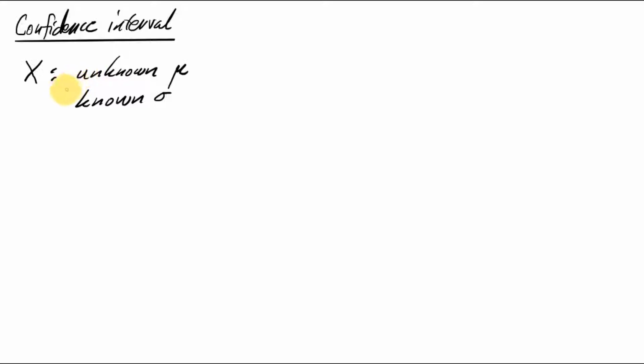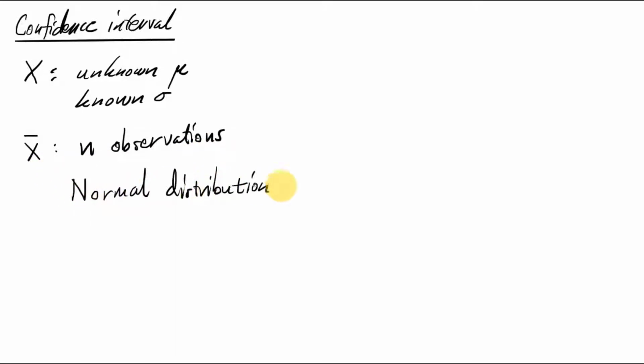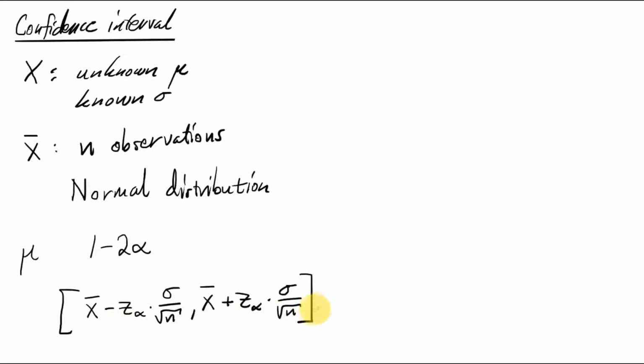Assume that the random variable x has an unknown expectation value, but a known variance. Further, assume that we know the mean of x from n observations. Also assume that the mean is normally distributed, either because we know x is or because n is larger than or equal to 30. Then the confidence interval for the expectation value with the probability of 1 minus 2 alpha is given by this here.